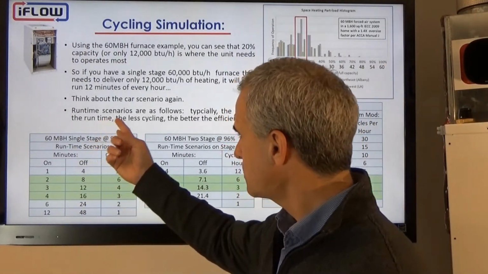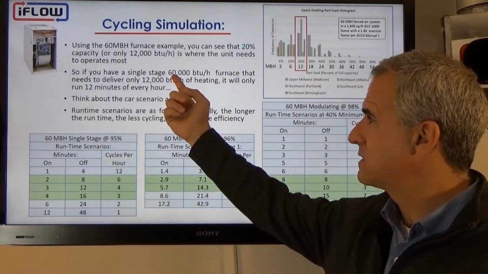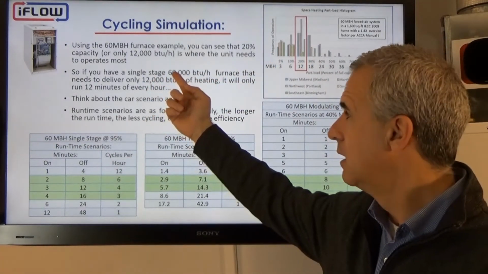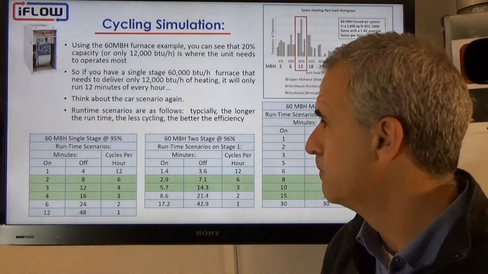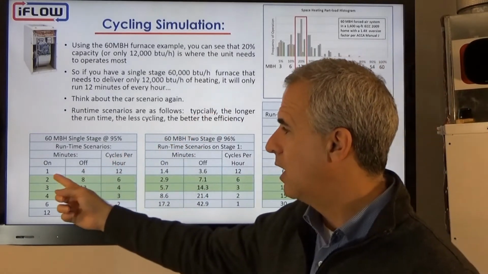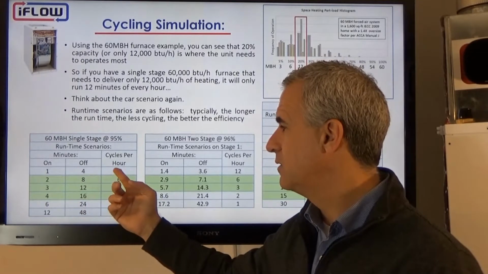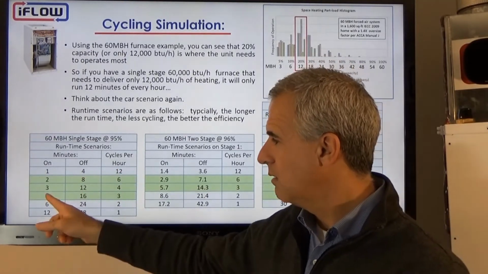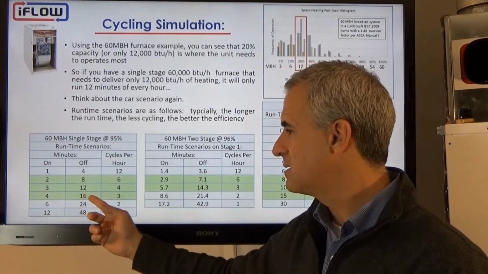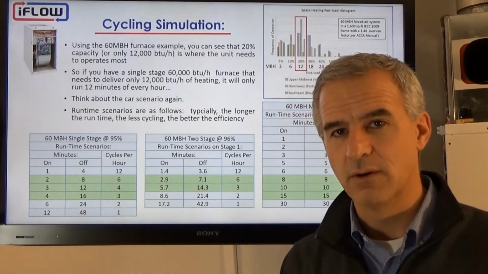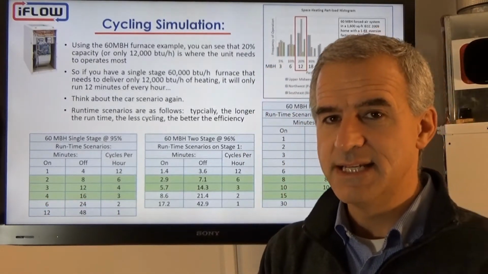So if we have to run 12,000 BTUs, but I have a single stage furnace that runs at 60,000 and only need 12,000, I'm going to be running for 1/5 of the time. Right? So I'm going to be on for 1 minute, then off for 4, and I'm going to do that 12 times an hour. Or I'm going to be on for 4 minutes, off for 16 minutes, and I'm going to do that 3 times an hour.